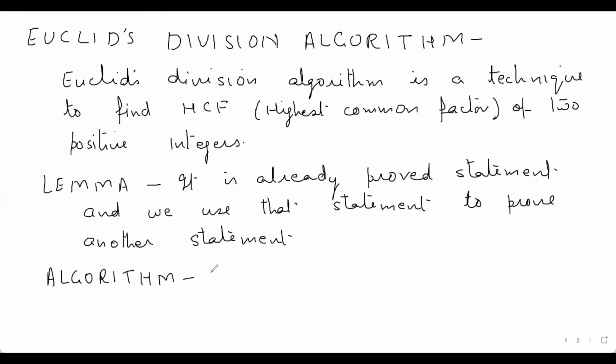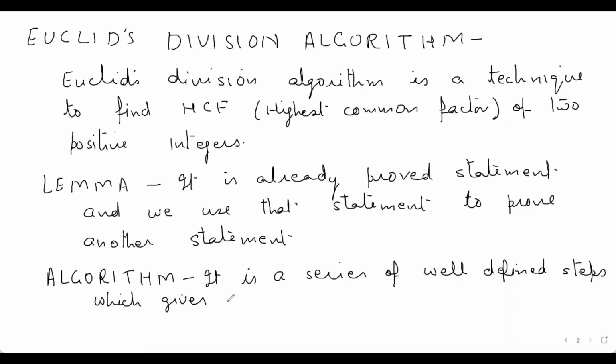And algorithm, it is a series of well-defined steps which gives a procedure for solving a type of problem. Let me repeat it. An algorithm is a series of well-defined steps which gives us a procedure for solving a problem. A lemma is an already proved statement, and an algorithm is a series of well-defined steps which gives us a procedure for solving a problem. I'll give you an example. It will be more clear to you then.